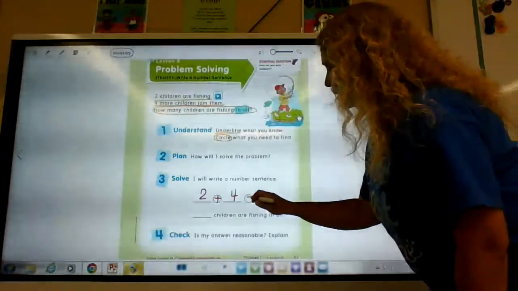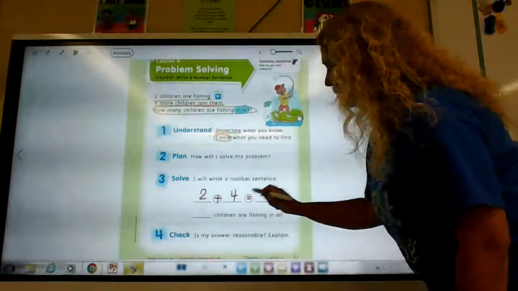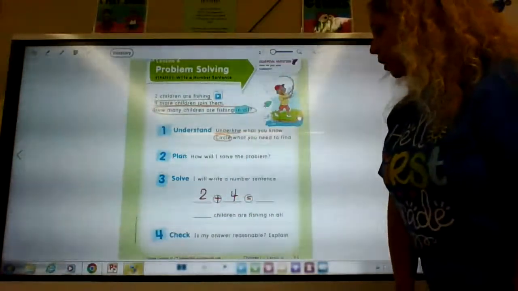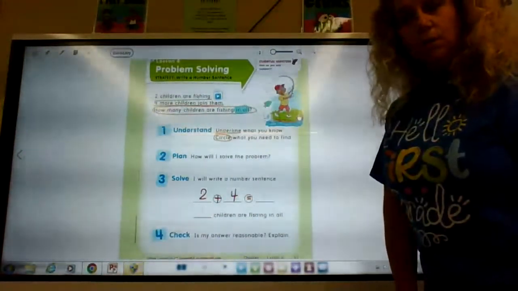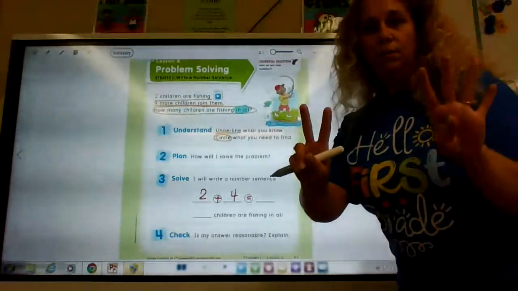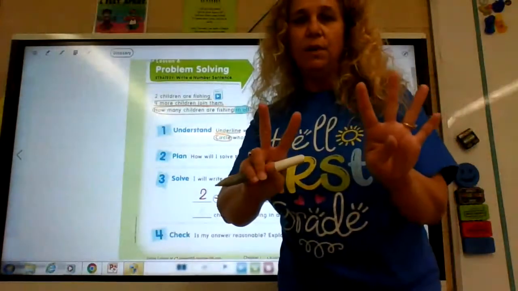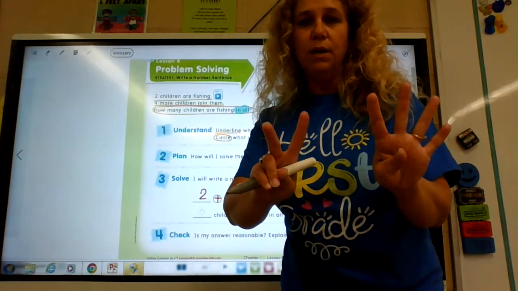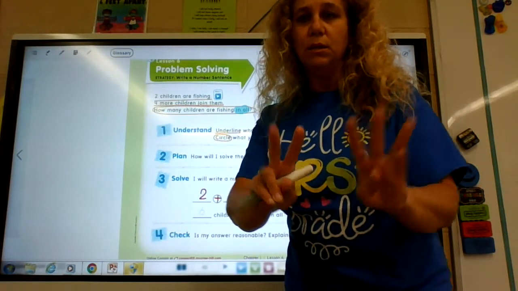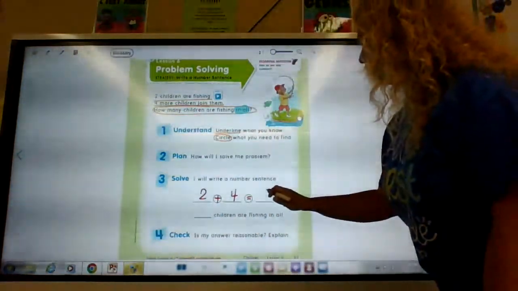Straight lines across. Not very easy with this marker. Okay, so 2 children plus 4 more equals, okay, you can draw if you need to draw circles over here. Since we haven't learned strategies yet, we can use our fingers. 1, 2, 3, 4, 5, 6. Okay. So 6 children altogether.